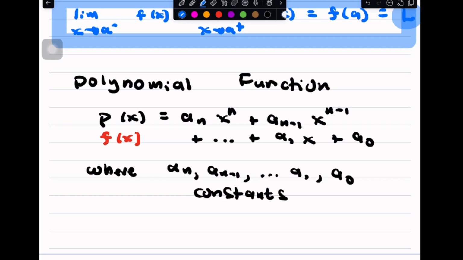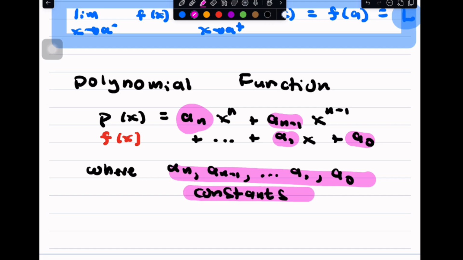Okay, so let's find some emphasis. I don't know, let's try to use some pink or something. Whatever. Those things are constants. X is your variable. Okay? N is called the degree of the polynomial. N is the degree. You guys remember that? From pre-calculus?